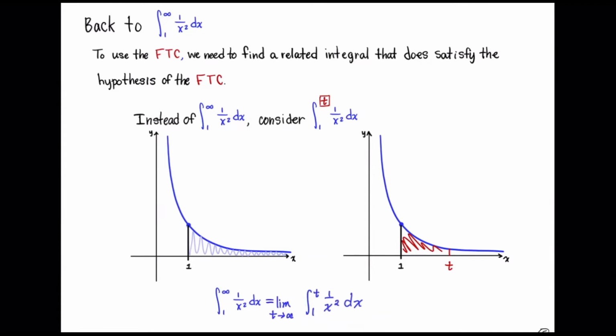The idea here is that first you're evaluating this integral from 1 to t. So you get back a function, you plug in your bounds from 1 to t, and at that point, then you evaluate the limit. So thinking of it as a two-step process, we can now apply the fundamental theorem of calculus.